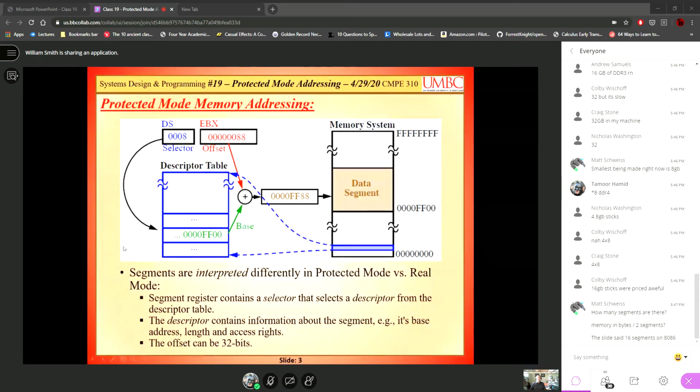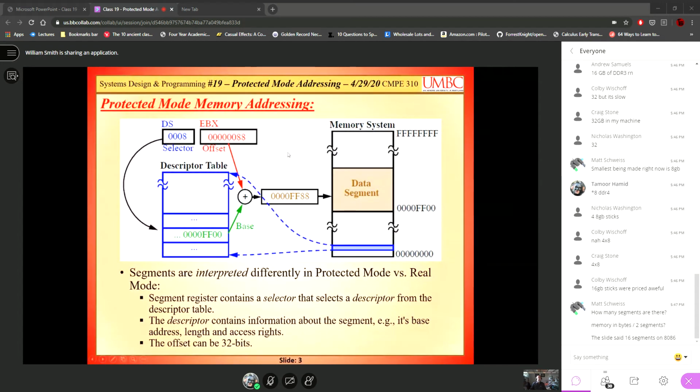All right, so the segments are interpreted differently in protected mode versus real mode. Now we're getting into the slides from Dr. Patel. The segment register contains a selector that selects a descriptor from the descriptor table. So we're going to start nudging back into this virtual addressing concept where something picks out something else, and then that something else takes you off to where you really want to go. This indirect addressing comes into play.